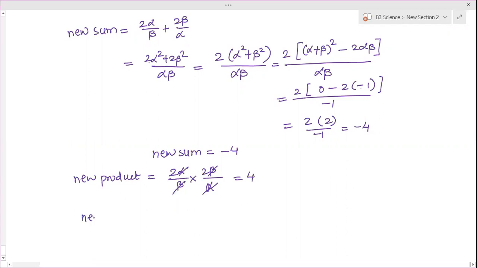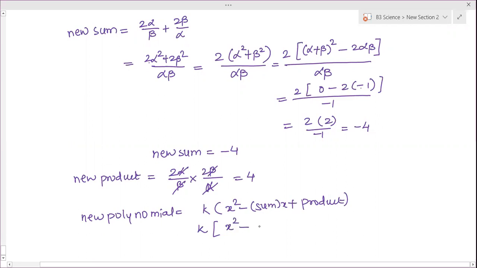So therefore the new polynomial will be k into x square minus sum of zeros into x plus product of zeros. So it is k in bracket x square minus of minus 4, so plus 4x plus 4. Clear? Everyone clear? Note down.